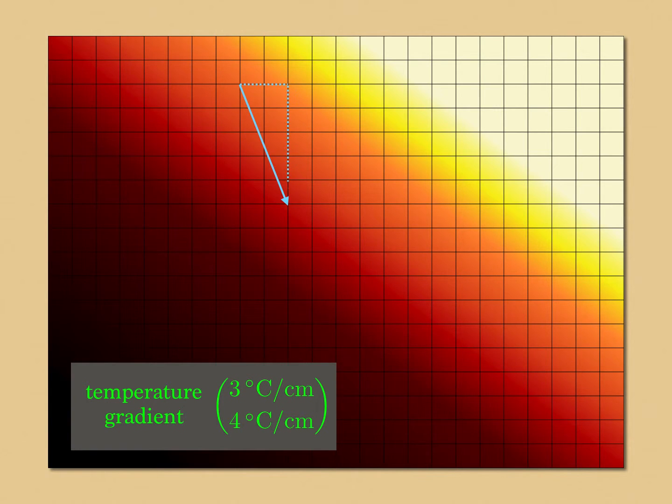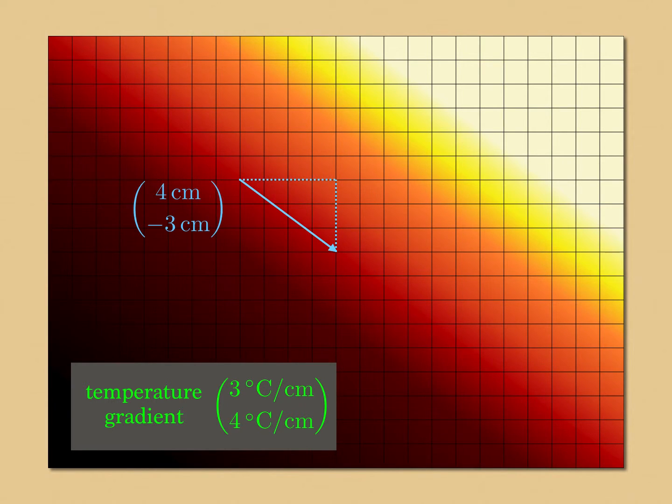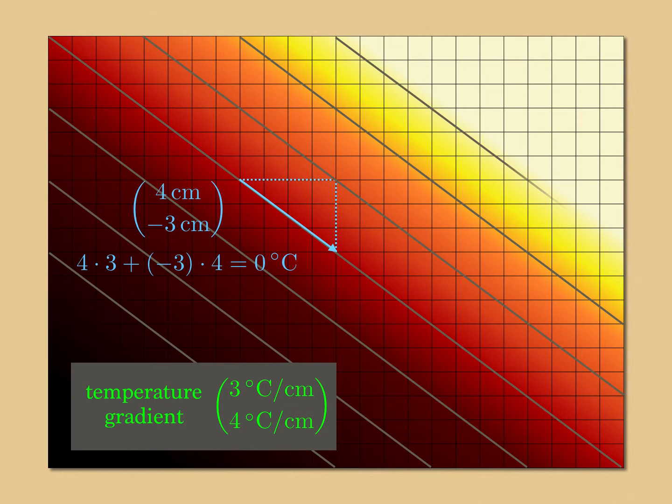It allows us to find the increase in temperature along any vector by multiplying each of its components with the corresponding rate of change and then adding. Recognize something? What about this vector? It goes down just the right amount to counteract the increase in temperature along x. So along all these parallel lines, the temperature stays the same.